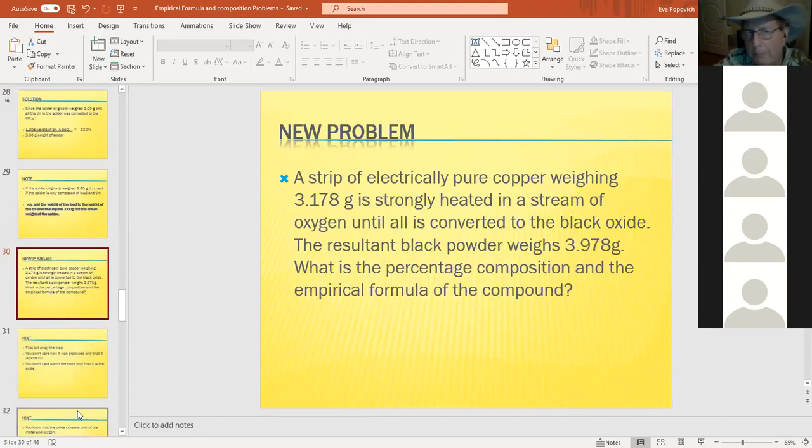New problem. I have pure copper that weighs 3.178 grams. I heat that in a stream of oxygen until everything is converted to the black oxide. Now, what does the black oxide consist of? What elements? Oxygen, and copper. Oxygen and copper. Anything else in there?